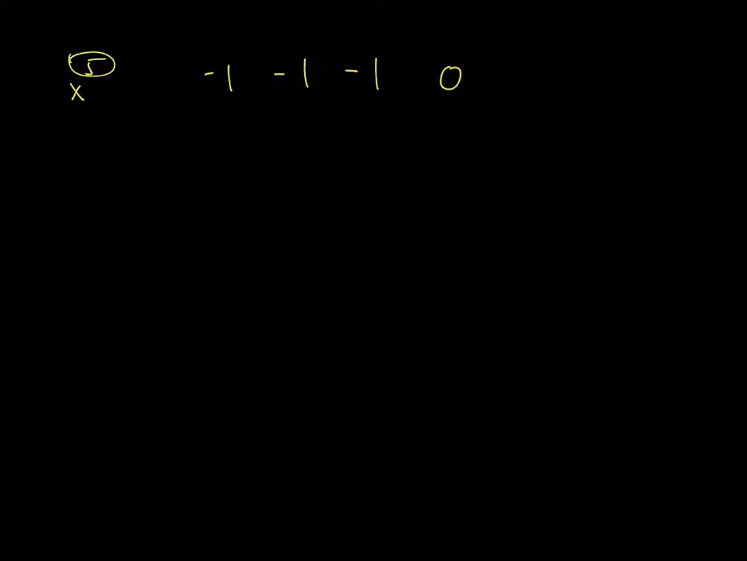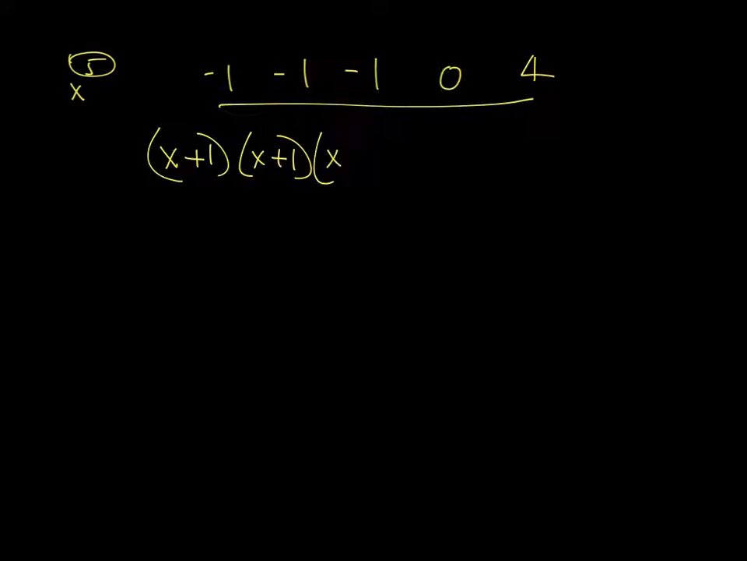Okay, notice what I've got there. Oh, and I was going to do something else. And 4 is a multiplicity of 1. I skipped that part of it. All right, so there's my 5 answers. What do my factors look like? x plus 1, x plus 1, x plus 1, x minus 0, and x minus 4.